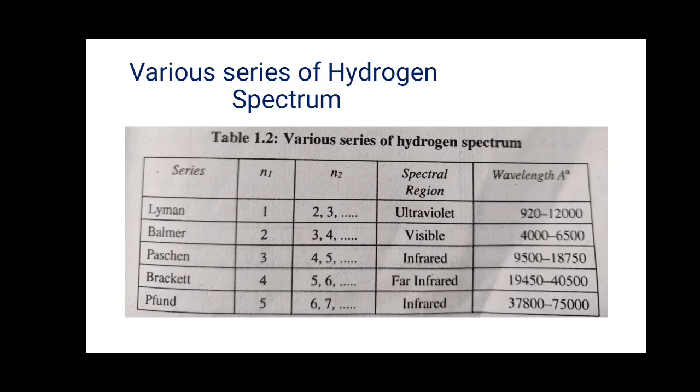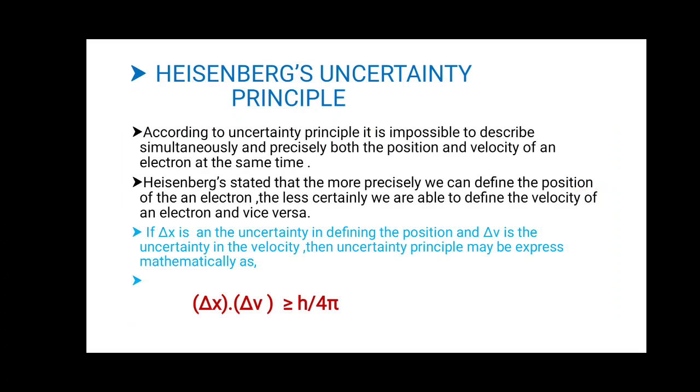Brackett series, that is the lower energy level n1 is equal to 4 and n2 is equal to 5, 6, or higher energy levels 5, 6 to the lower energy level, that means the N shell. Pfund series arises due to transition of the excited electron from a higher energy level, that is n2 equal to 6, 7 to the lower energy level, that is n1 equal to 5, and it is observed in infrared rays. Next, Heisenberg uncertainty principle.